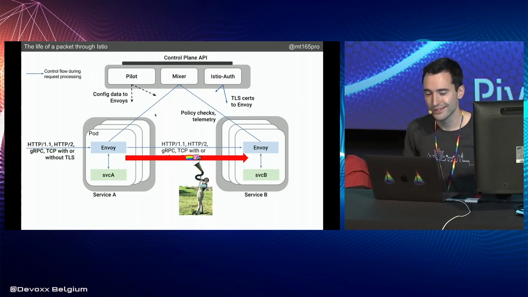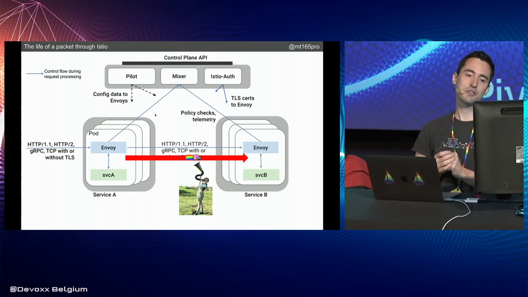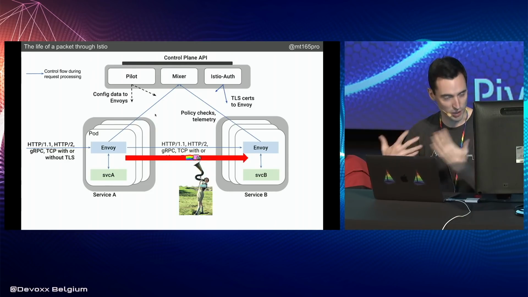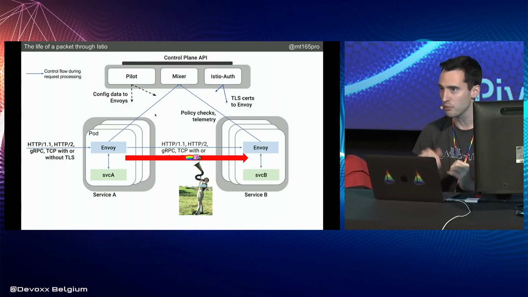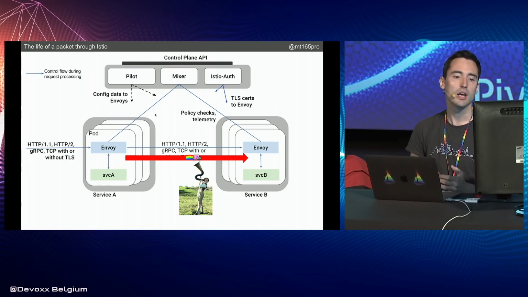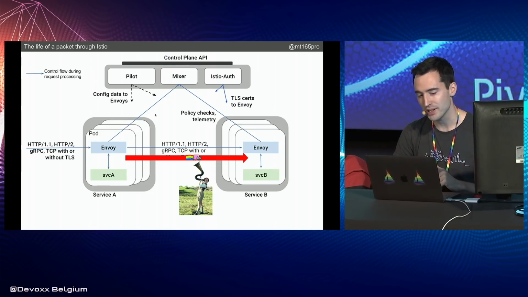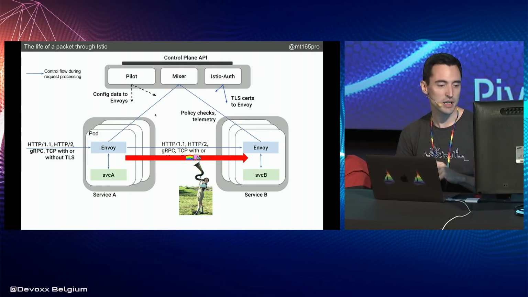Right, nearly done. So packets, a packet can move across now, right? Mixer's been involved. Mixer says it's okay. Pilot's told it where to go. Mixer says it's okay within rate limit, within ACLs. So it can go, right? Maybe not. Can we send it yet? Well, we can, but it's maybe not that secure.